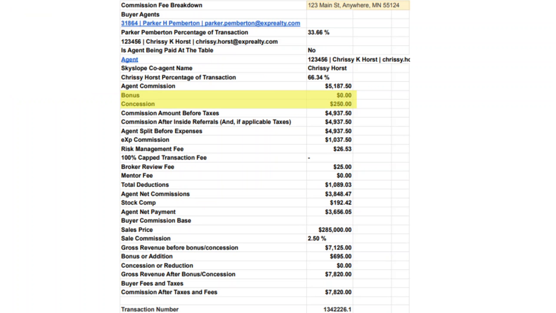So that's how they're getting to that number, even though the team does split it 70-30. Okay. So this section here, what is a bonus and what is a concession and why is it broken out here? What does that mean?